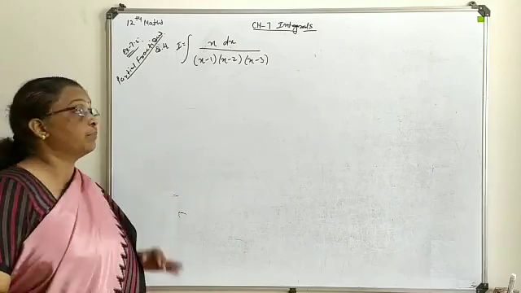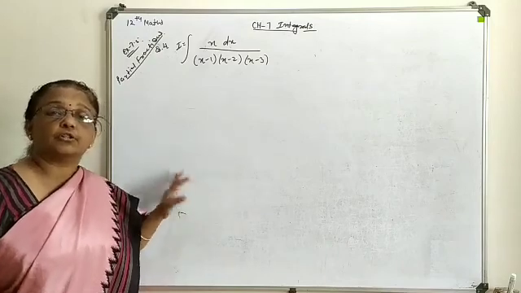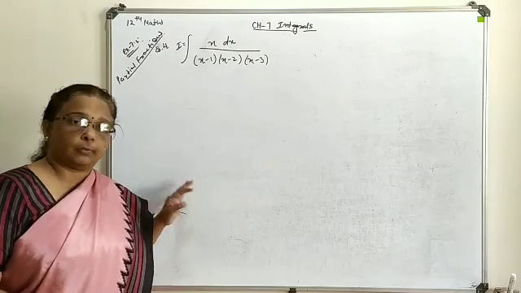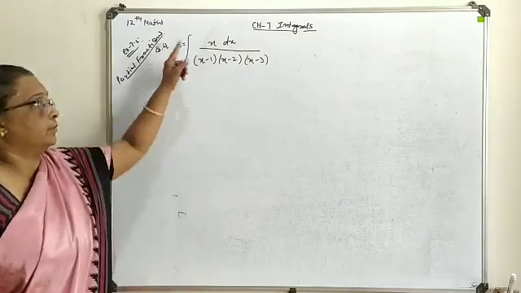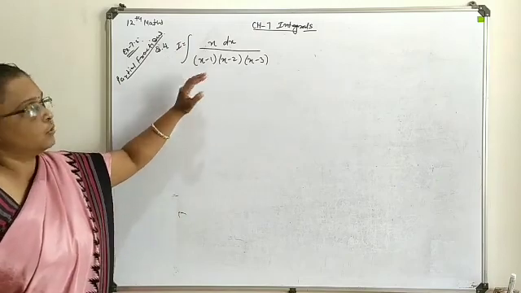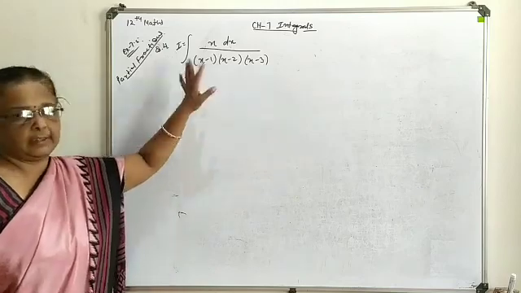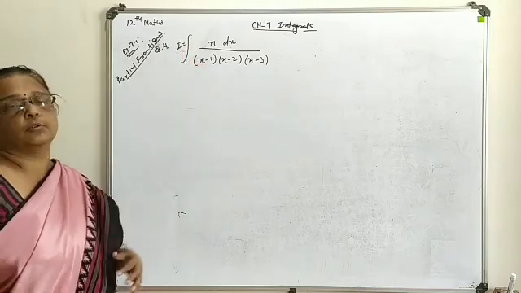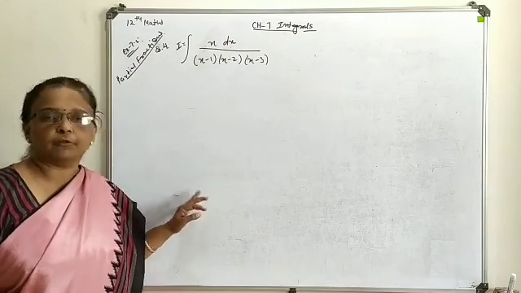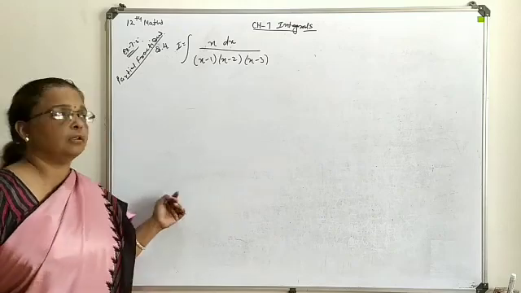As I told you in the last class also, before writing any factorization or introducing the constants, you check whether your question is in a proper form or not. Proper form means the power of the numerator should always be less than the power of the denominator. Here the highest power of the denominator, x into x into x, is 3, whereas the numerator contains x to the power 1, so it is in a proper form. Now we can proceed with the partial fraction solution.